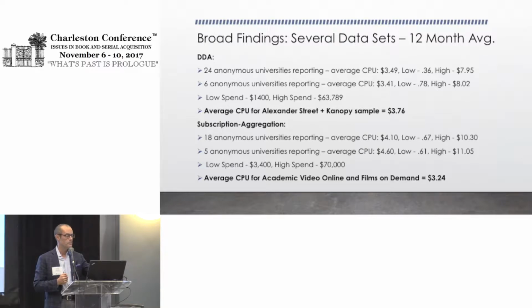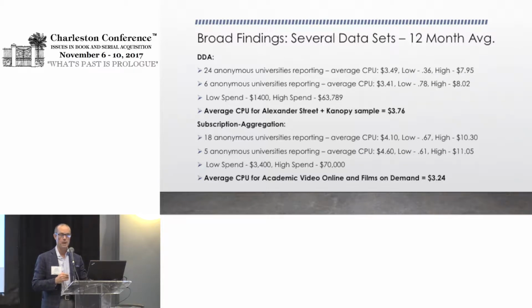The data below the 24 and the 6 is a roll-up of platform-delivered data. So that line of 376 for cost per use on DDA represents a 12-month snapshot of our DDA, Alexander Street, and a sample set that Tom provided for Canopy. The bottom one on subscription aggregation is a 12-month snapshot from Films on Demand, that's the Films Media Group product, and Academic Video Online, for an average 12-month cost per use across the entire platform. So let me say that again.